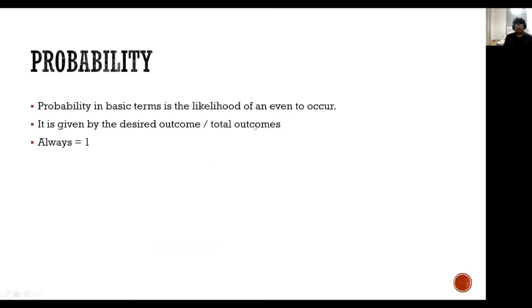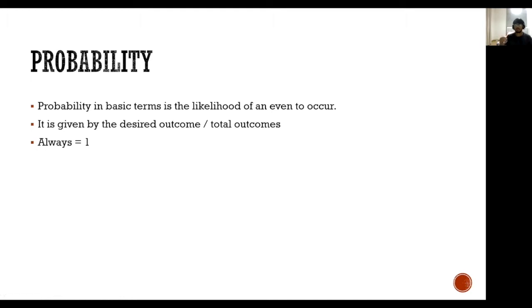All right, that's all for multivariate calculus. Let's go on over to probability. So probability is basically the likelihood of a particular event to occur, and the very basic probability is given by the desired outcome upon the total outcomes.